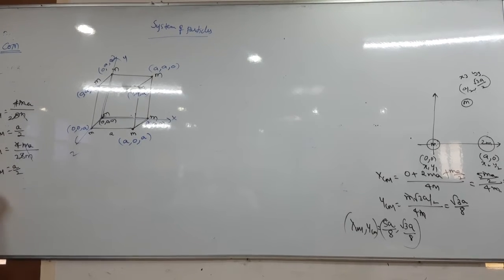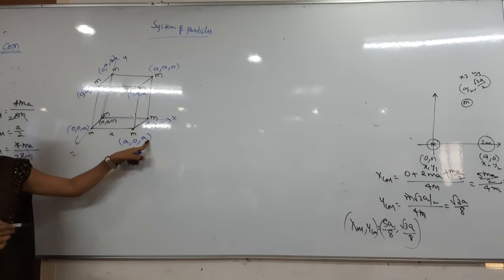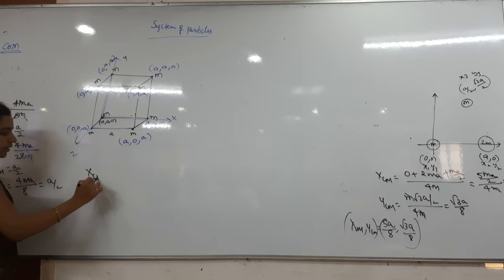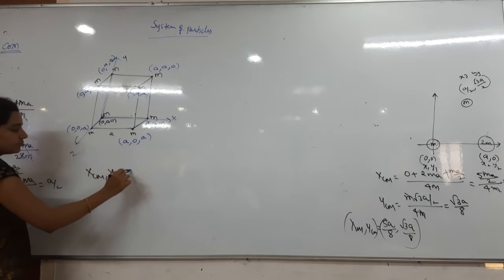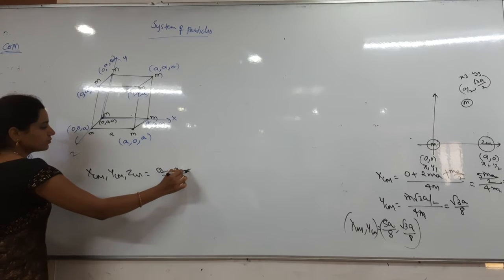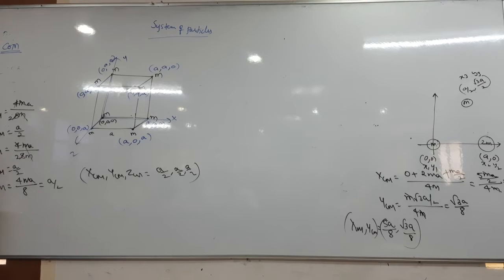Then again in the same way zcm also, the z coordinate is present for 1, 2, 3 and then 4 masses. So again what will it be? 4ma divided by 8m, then again A by 2 only. Now the center of mass coordinates are A by 2, A by 2 and then A by 2. Clear everybody? So writing the coordinates is important.